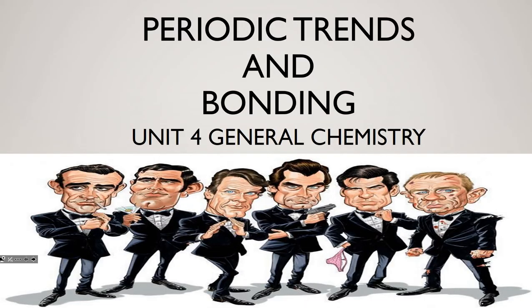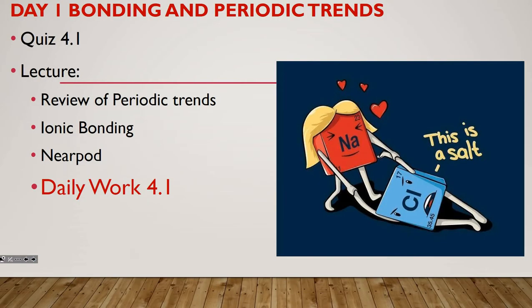So we are starting into bonding. And these are all the James bonds, so you can help remember. The first type of bond that we're talking about is ionic bonding. So it's all about the James bond. This is sort of funny because this is a bond too. Sodium chloride here. Haha, it's a salt. Okay, so we're going to review the periodic trends today, talk about ionic bonding, and do a Nearpod.